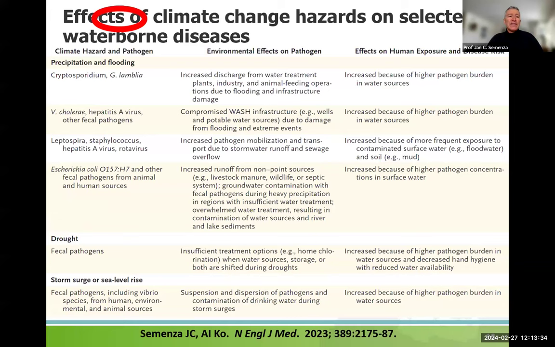Then when we speak about flooding, as an example, leptospirosis, which leads to increased pathogen mobilization in society.